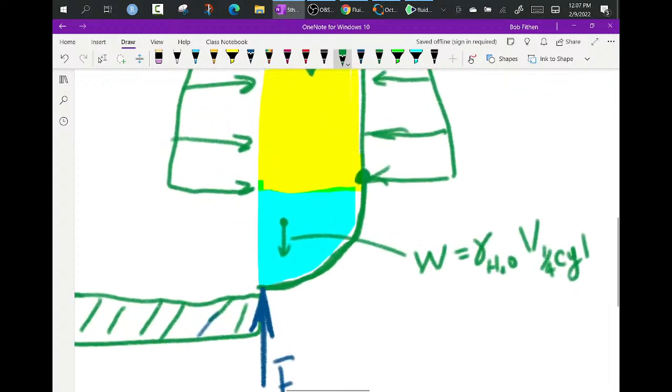Now, when you get down to the blue, you got something different. And what you have there is a continuation.